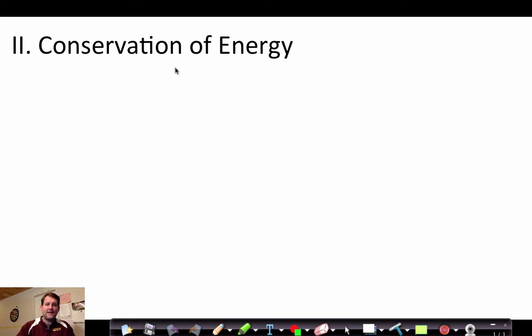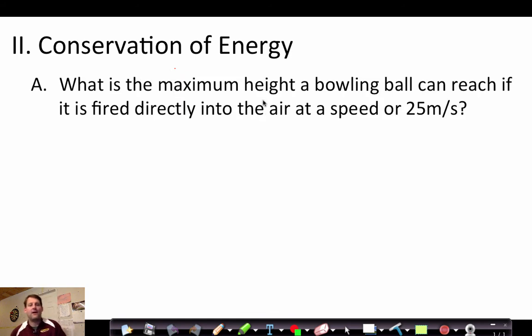Conservation of energy, second example problem. The other really cool thing that we can do with it is we can find this maximum height problem. So we have a bowling ball here. It's fired directly into the air. So it's here, boom, it's fired up into the air. And we're trying to figure out how high it can get. So right here is our height, and that's a question mark.